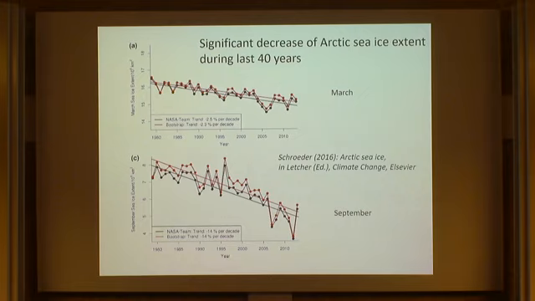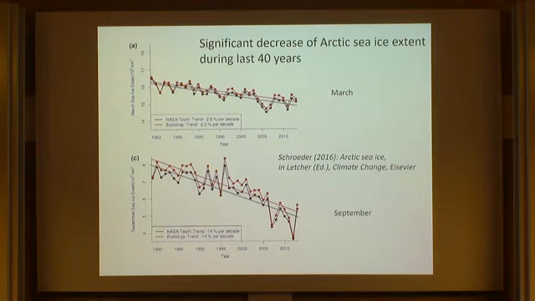The best quantity we can observe is the sea ice extent, which is the area with at least 15% of sea ice, for which we have relatively good satellite observations from 1979 to today. On the top plot we see the March sea ice extent, the winter sea ice extent, and on the bottom the September. There are uncertainties because you see red and blue curves, which are two different satellite products. So you see distinct differences.